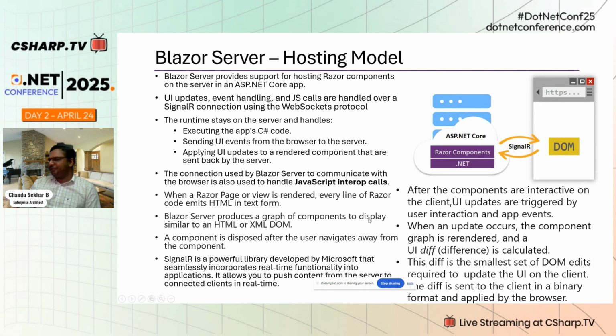When a Razor page or a view is rendered to the browser, every line of Razor code emits HTML in text format so that it will be rendered. The HTML will be rendered on the DOM side, or the browser side. Blazor produces a graph of the components. So all the components that are rendered as HTML will be represented as a graph of components, basically similar to HTML or XML terms.